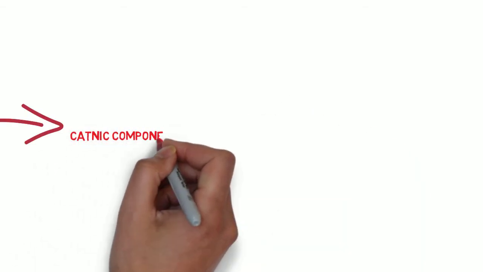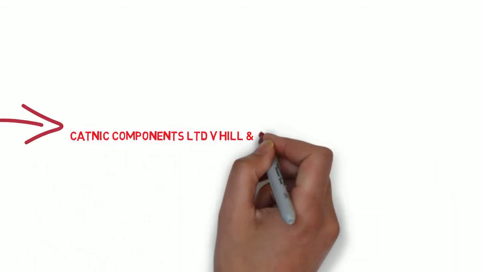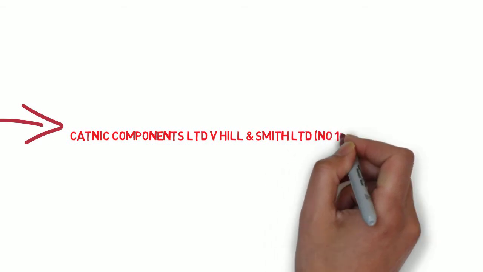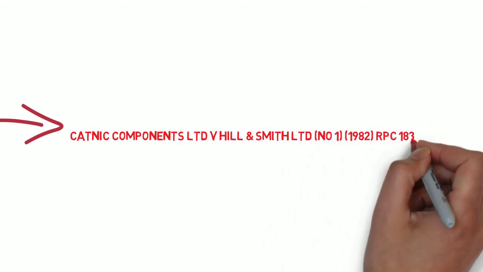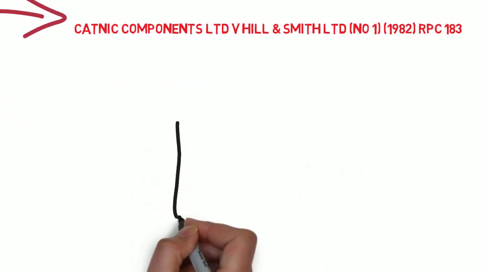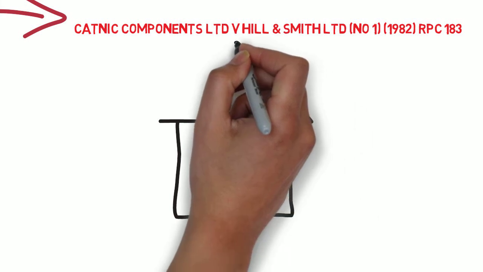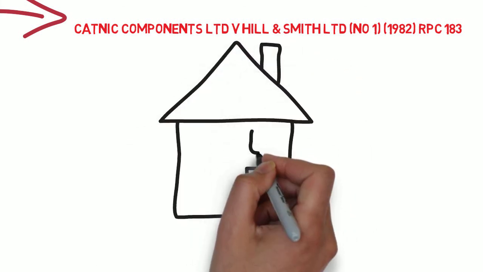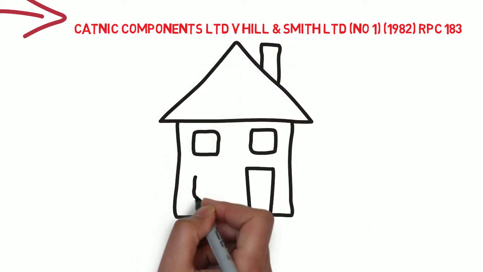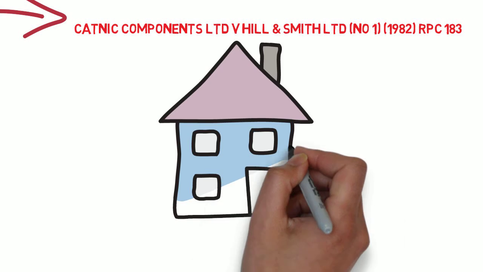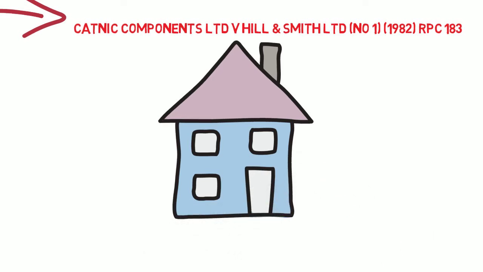Catnic's patent was a steel lintel for windows and doorways. I'm sorry, I couldn't quite draw that one, guys. But a lintel is a support mechanism that keeps the structural integrity of the building strong. One of the essential elements of that invention was a vertical metal rod. We will call that rod A.